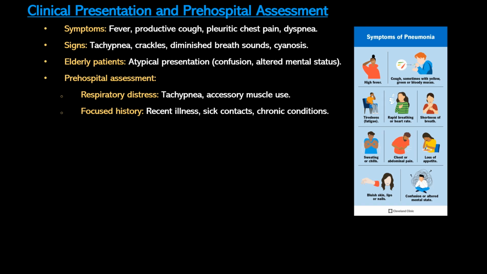Patients with pneumonia commonly present with a fever, productive cough with purulent or blood-streaked sputum, pleuritic chest pain, and varying degrees of dyspnea. Severe cases may exhibit signs of respiratory distress, including tachypnea, accessory muscle use, and cyanosis. Pre-hospital providers should be particularly alert to atypical presentations in elderly patients, such as confusion or altered mental status, which may be the only signs of infection.